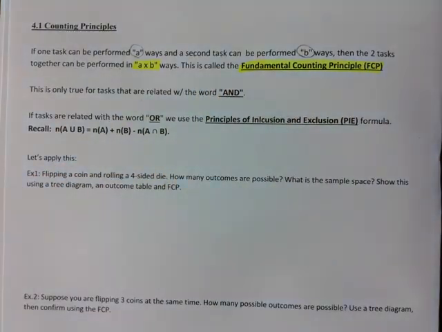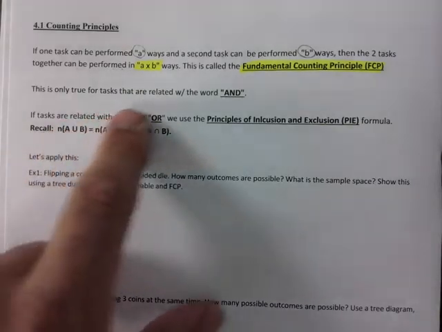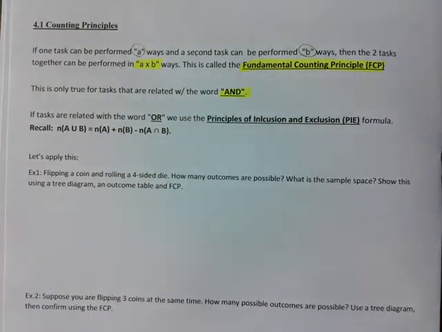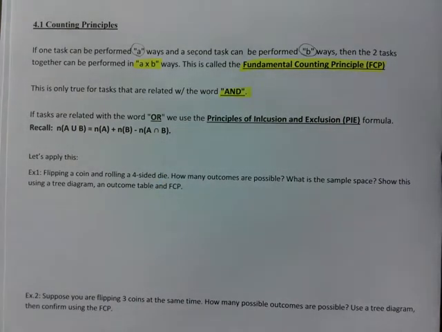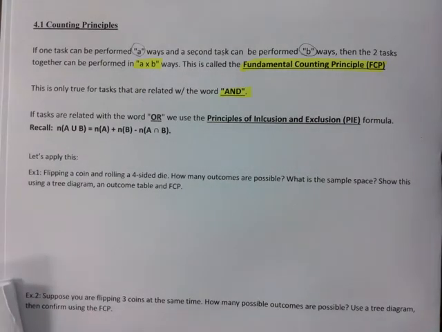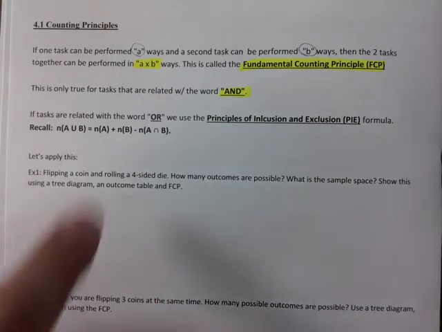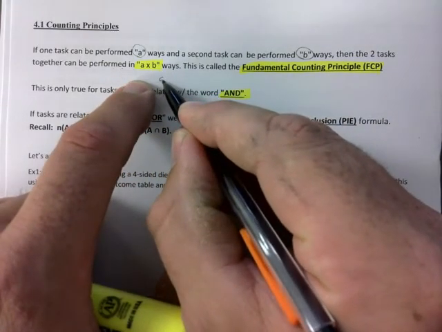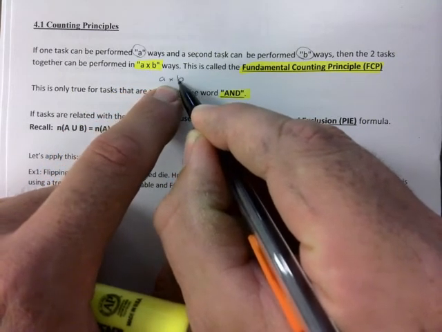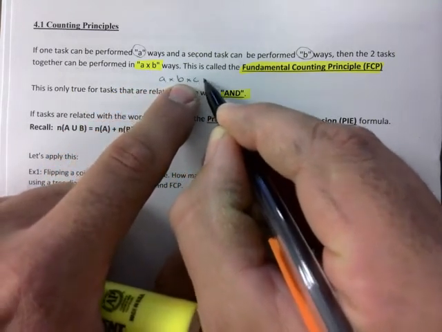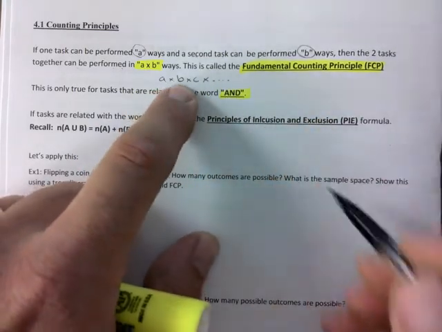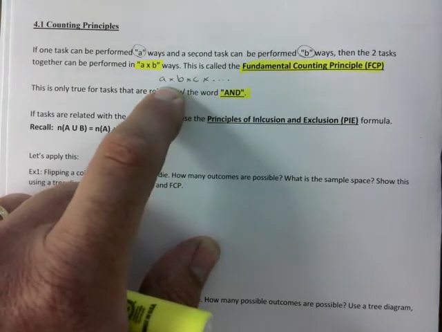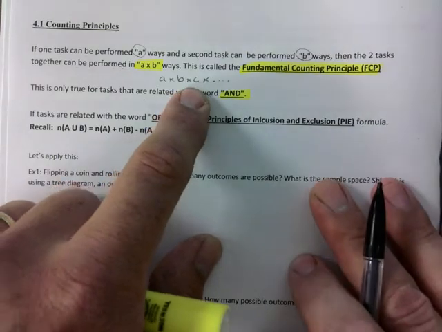This is only true for tasks that are related with the word and. And sometimes that word and is invisible. It's invisible, but it's implied. Another thing I want you to think of is that A times B ways is a very small example. This can be applied if you have more things happening: you can go A times B times C times more, as many events as there are, we keep multiplying. So hold on for the ride. I'll explain this in a little bit when we do examples.